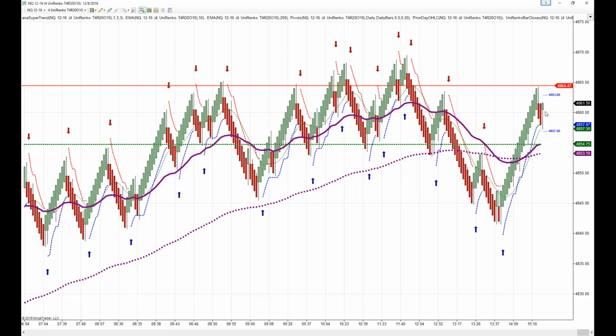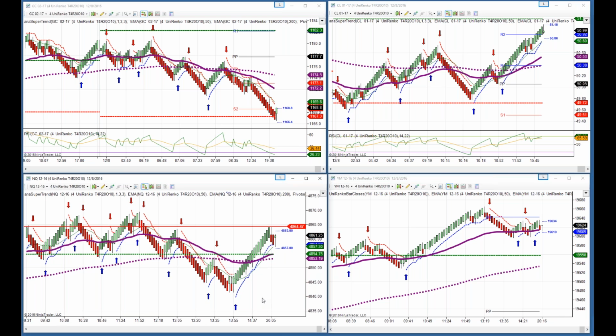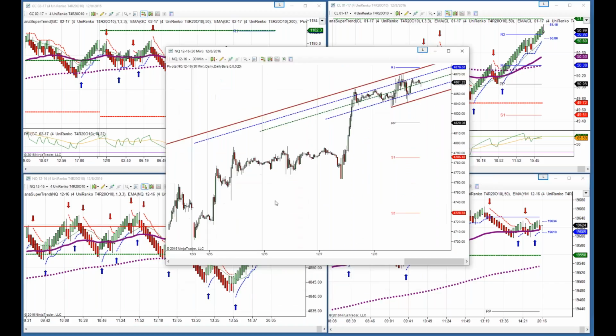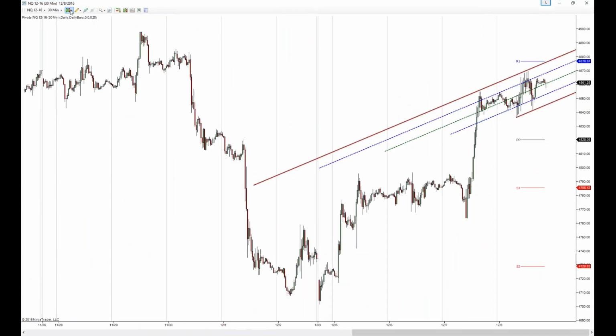What about only having 2 points on that channel on the bottom? Yes, you ultimately want 3 points to draw a trend line. 3 points for it to touch. And what Ken is referring to is on the 30-minute chart, which is right here, I only connected when I drew this right here.